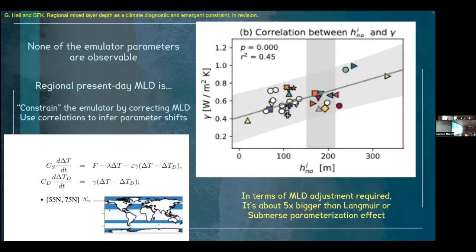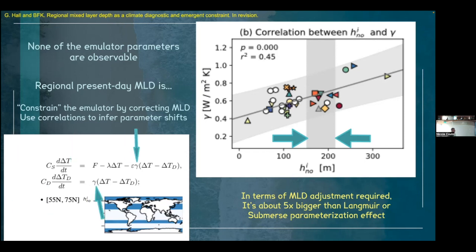We take each of those parameters, and we just squish and slide all those models up into the observed range and pay attention to what it does to each of the parameters when we do it, because they're sliding along a line that we know the slope of. So we use the present day observed mixed layers, the anomalies in them, we slide it along like this, we constrain the emulator by correcting the mixed layer depth, and then we use those correlations to infer how much each parameter shifts when we do it. And we get this, which is not there yet.